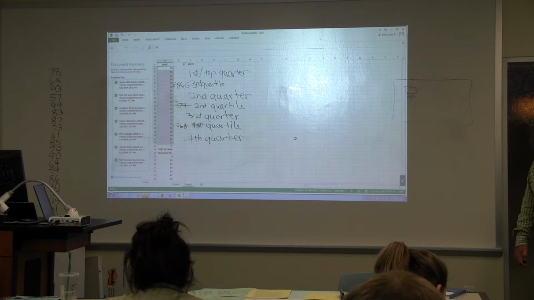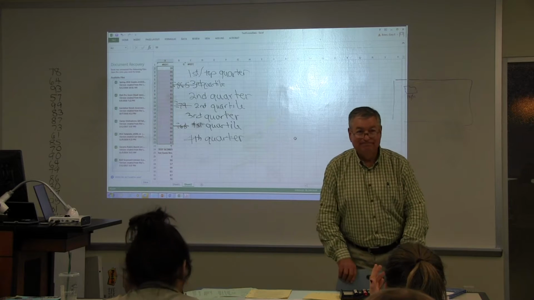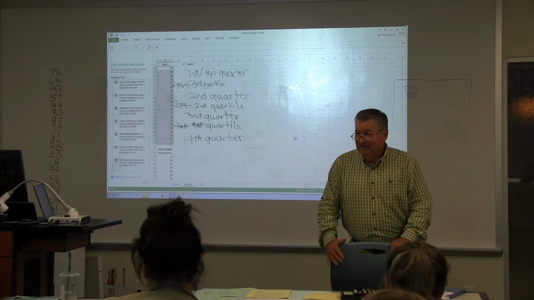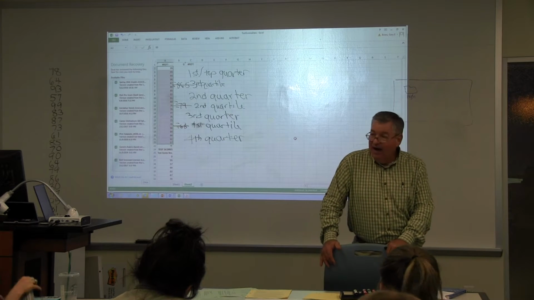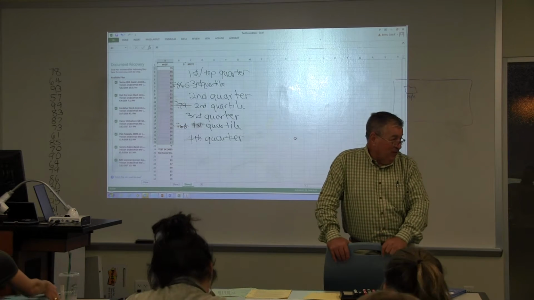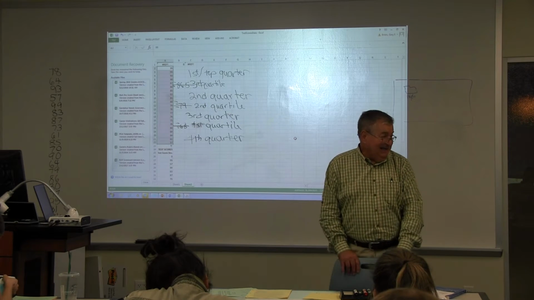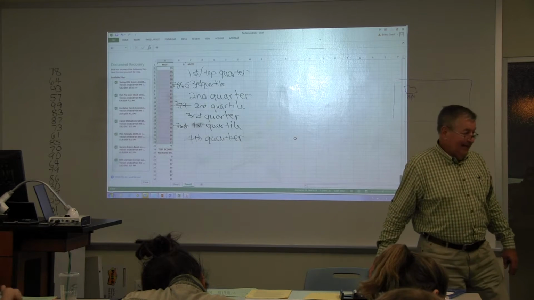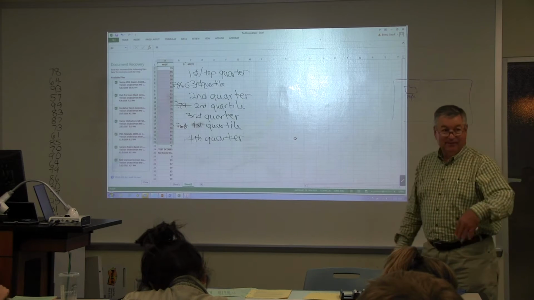What determines the number of aisles that there are? One less than the number of categories, of divisions, that you want. So for deciles, there are 9. Percentiles, 99. You can say, well, what is 0%? And then 0 to 99.